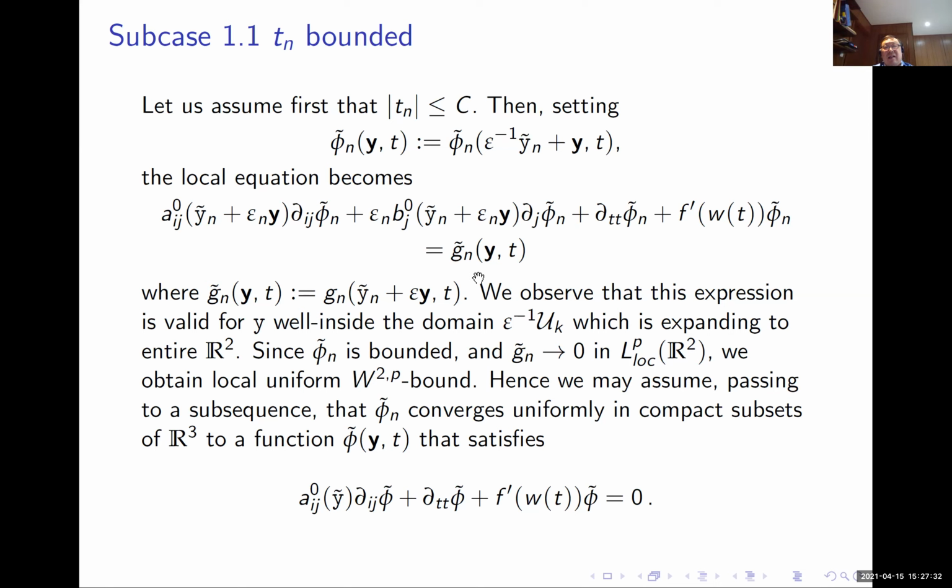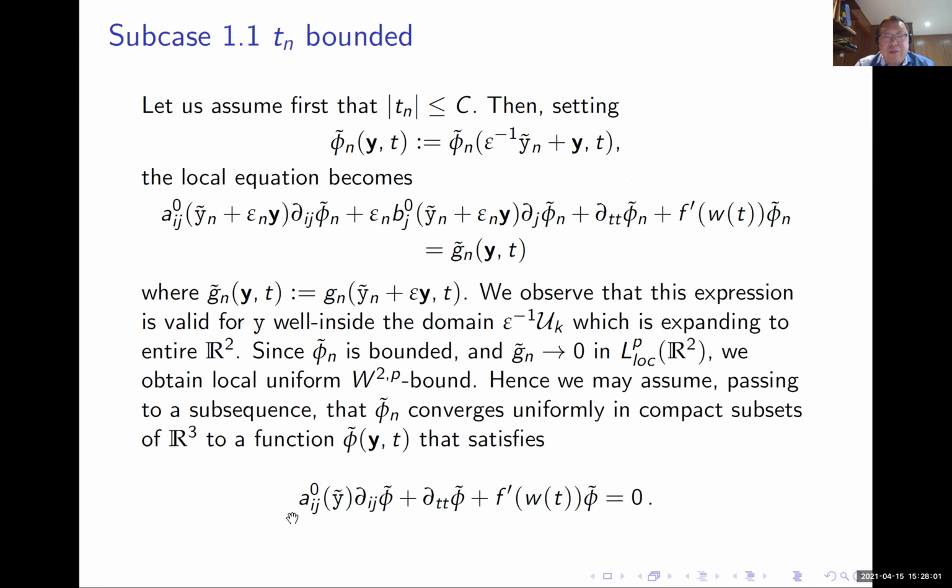Now this Gn will go to 0 by our assumption, right? And so what is the limiting problem? The limiting problem will become a fixed coefficient problem, where the coefficient is fixed, plus dtt phi plus f prime w phi.